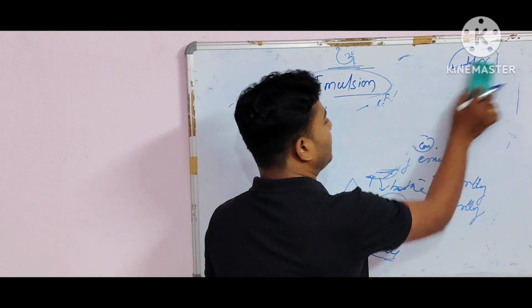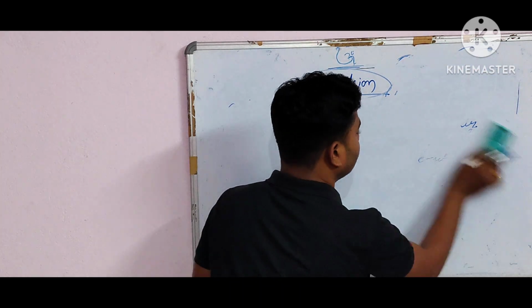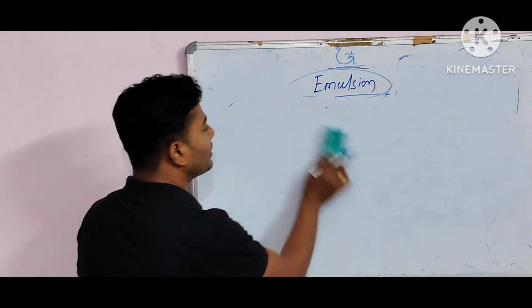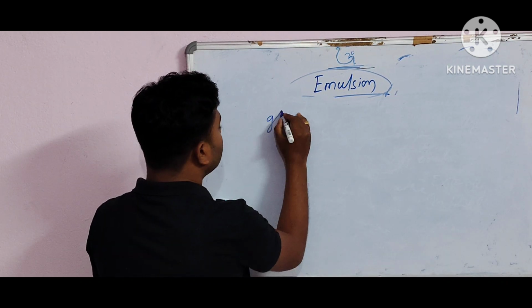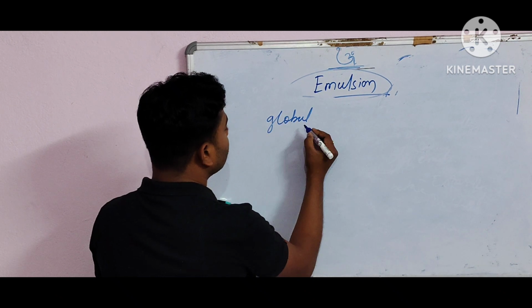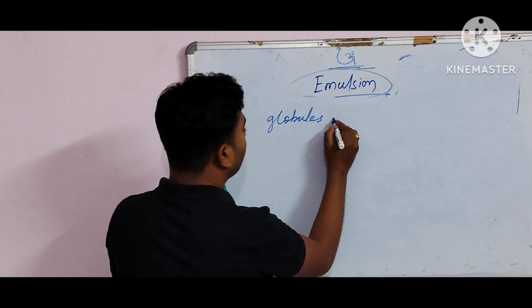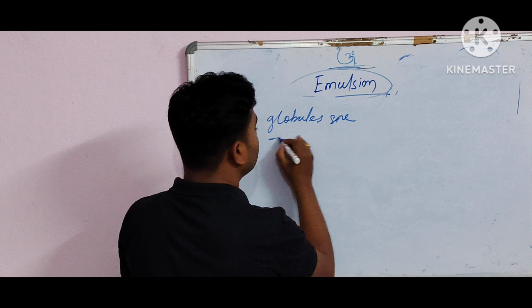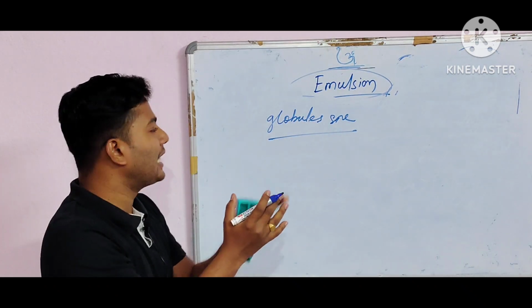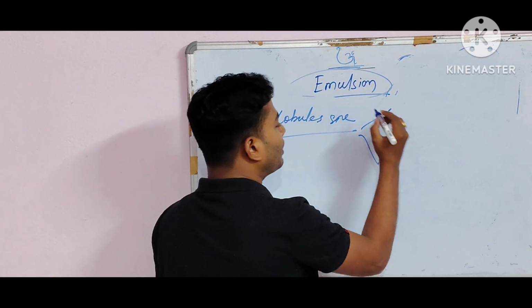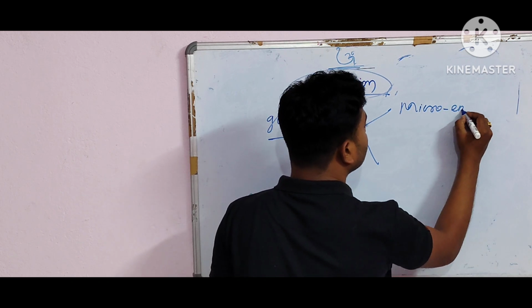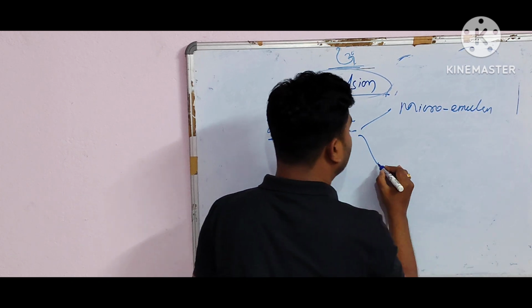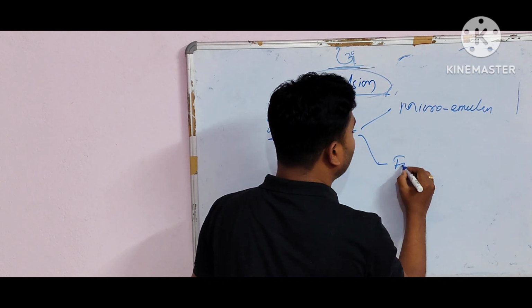Now the second classification is according to globule size. According to the globule size, the emulsions are classified into two types. One is microemulsion, another one is fine emulsion.